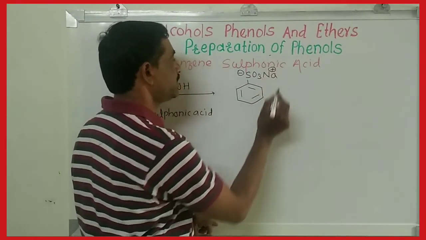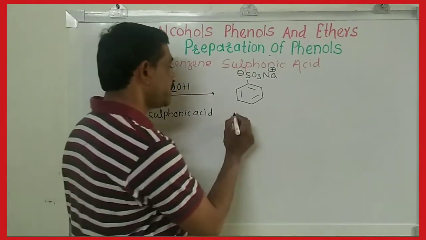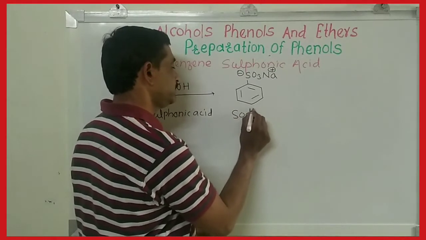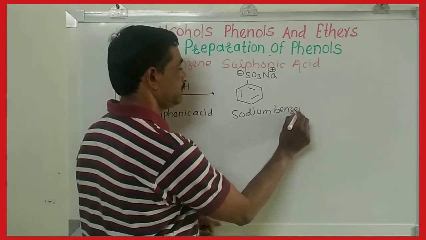C6H5SO3Na, in which the sulfonate group has a negative charge and the sodium atom has a positive charge. So it is sodium benzene sulfonate.